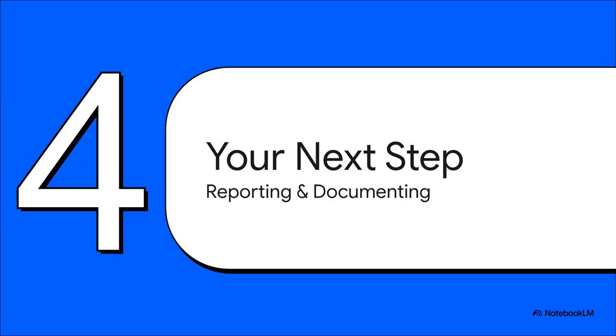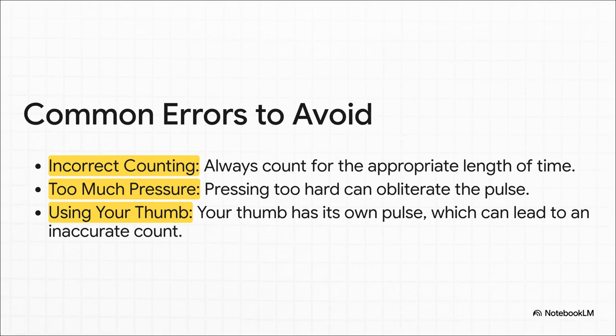Spotting an abnormal pulse is only the first part of your job. What you do next, how you report and document it, is what keeps your patient safe and gets them the help they need. To make sure you're reporting good information, you have to get an accurate measurement first, so please avoid these common mistakes. Don't rush your count. Don't press so hard that you cut off the pulse you're trying to feel. And as we said before, don't use your thumb. A simple mistake here can lead to a really bad clinical decision down the line.